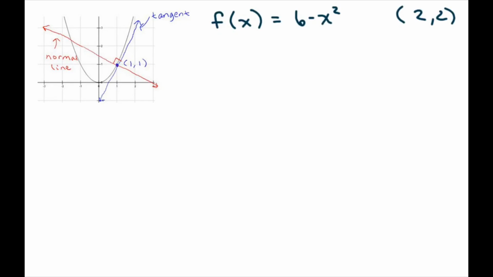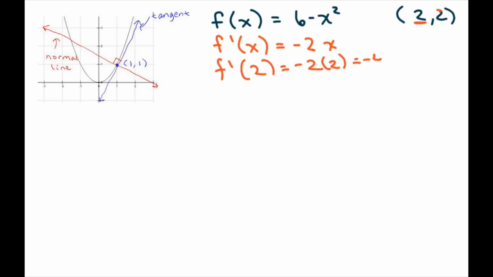So the first thing we do is take the first derivative of our function, and that's just going to be negative 2x. All right, and then to find the slope, you plug in your x. So we plug in our 2, and that gives us negative 4. That's the slope of the tangent line. So the slope of the tangent line equals negative 4, and therefore the slope of the normal line is 1/4, the negative reciprocal.